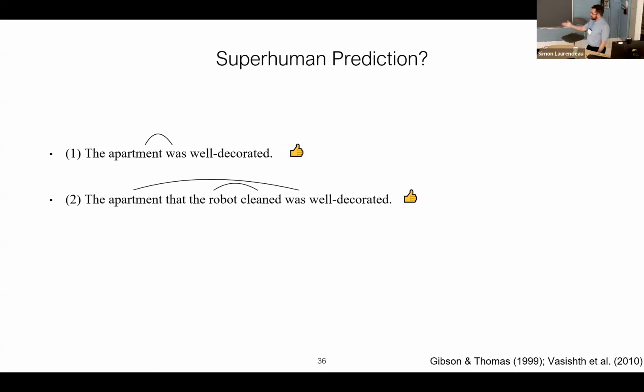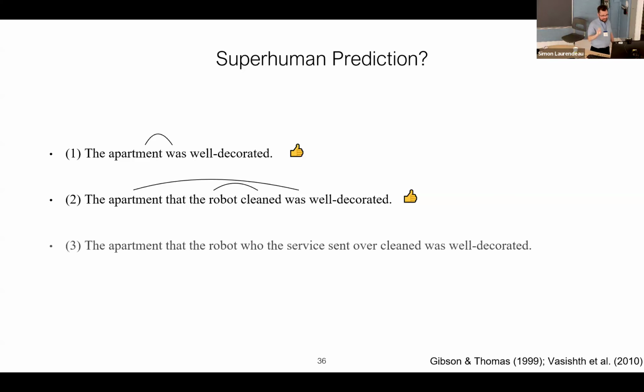And we see that now the dependencies are getting a bit more complicated. So if you want to understand what's going on with the verb was there, you have to look all the way back to the apartment there. And I've notated this as two, because in this sentence I've embedded a sentence inside of another sentence, right? So we'd say this is embedding level 2. Now let's think about this sentence. The apartment that the robot who the service sent over cleaned was well decorated. So does this seem easy to understand?